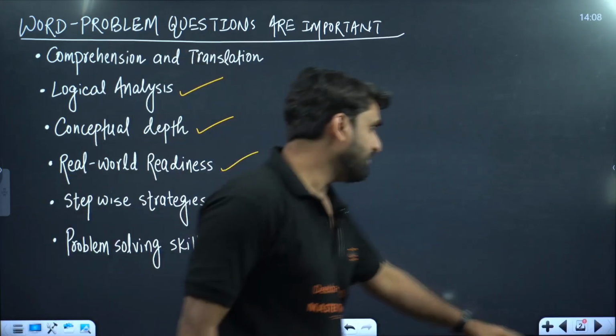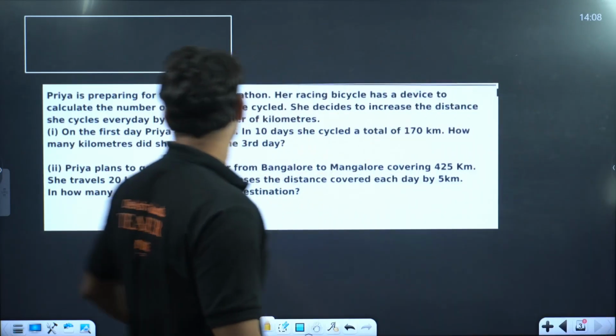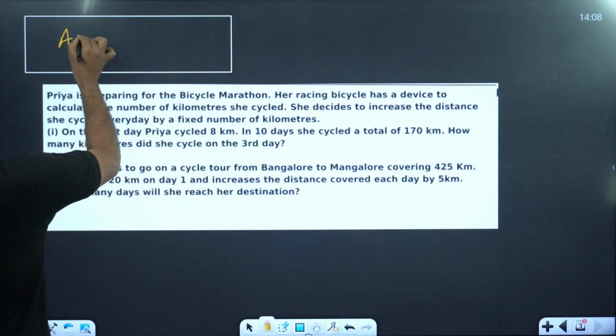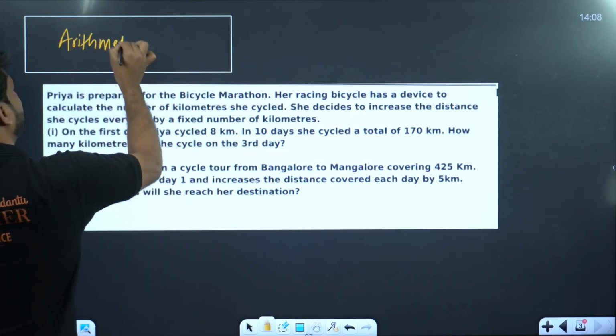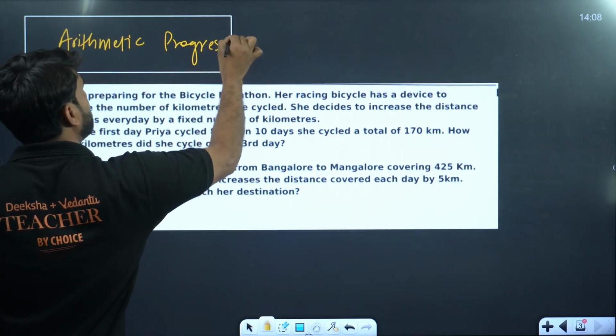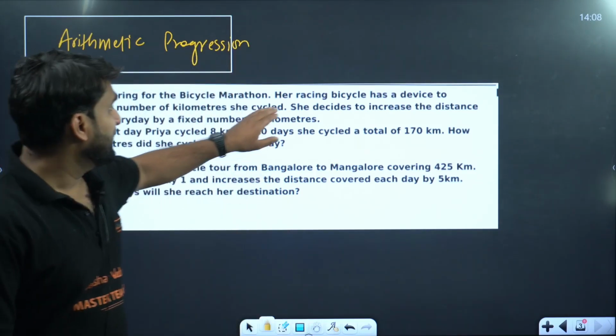Okay, why I'm telling you, let's have an example. So this question is from Priya is preparing for the bicycle marathon. This is from arithmetic progression, a chapter in your mathematics book. Look at the question. So Priya is a girl who is preparing for a bicycle marathon, a bicycle race.